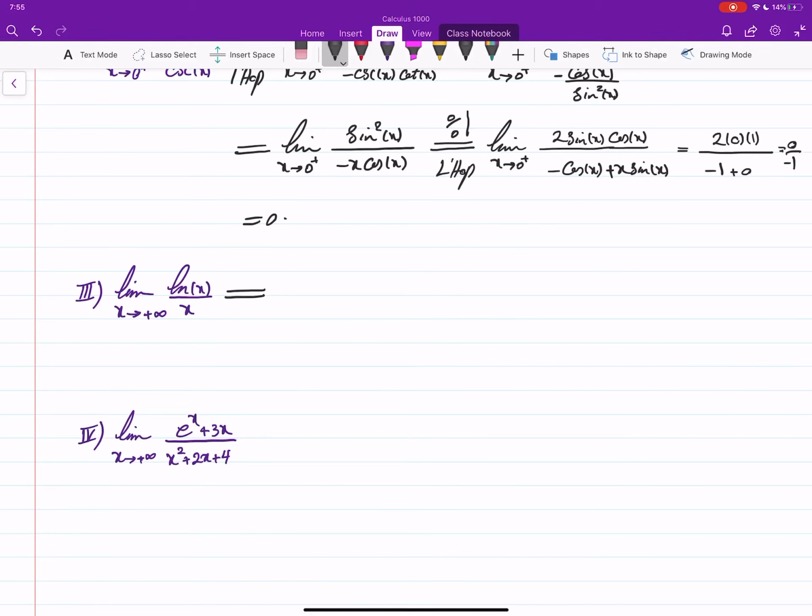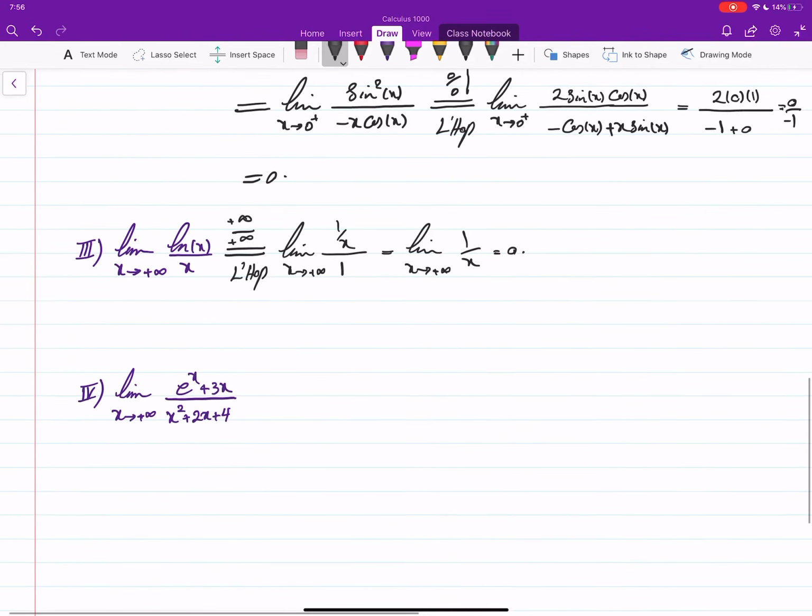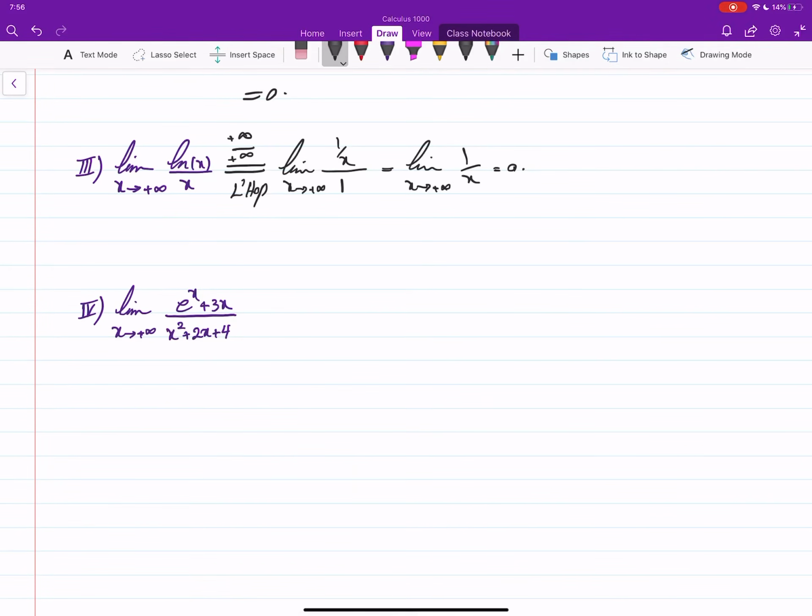Well, okay, let's do this one right away. As x goes to infinity, obviously, ln of x as x goes to plus infinity is plus infinity, and x itself as x goes to infinity is infinity. So then we can use again L'Hopital's rule. And this time what we'll get is 1 over x over 1, as x goes to plus infinity. And that is the limit of 1 over x as x goes to plus infinity. And that is another 0 there that we were looking for.